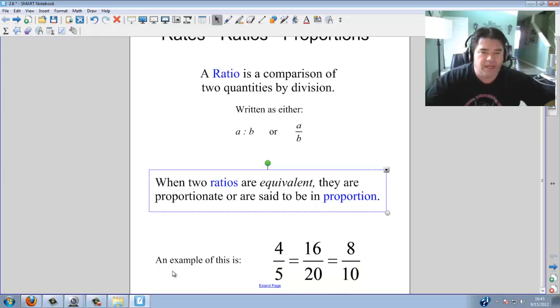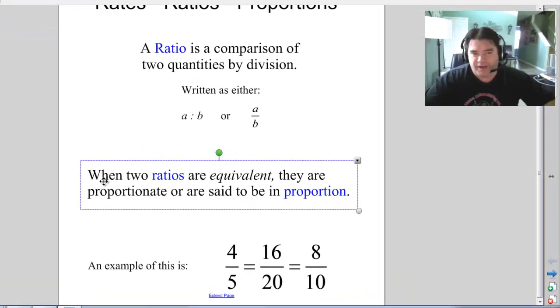For instance, an example of this might be 4/5, which really just means 4 divided by 5, which you know is 0.8. 16 divided by 20 is the same. If you divided 16 by 20, you'd also get 0.8, and 8 divided by 10 is the same thing. All these are proportional because they all turn into the same decimal or fraction.